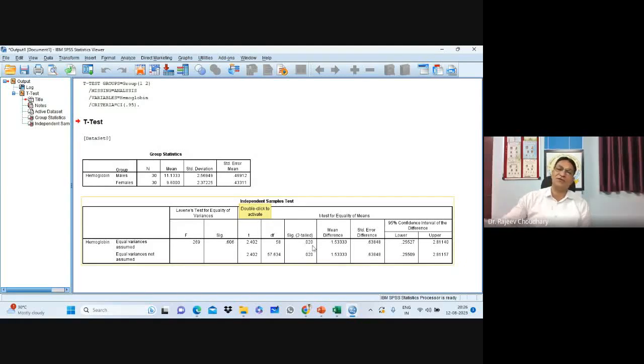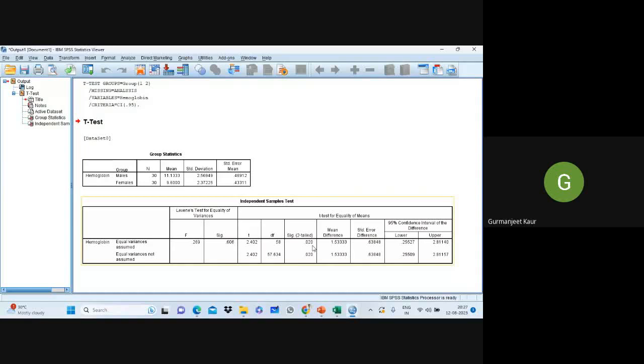Same as the previous one. On the basis of this also, it is concluded that there is no significant difference. Sorry, there is a significant difference between the hemoglobin of males and females, since this obtained p-value of 0.02 is less than 0.05. Is it okay?